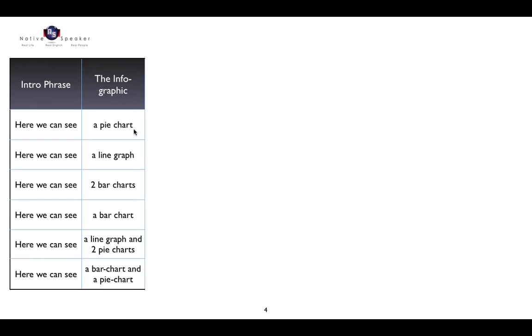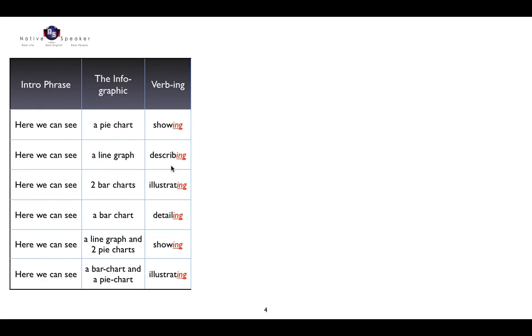Here we can see a pie chart. Here we can see a line graph. Here we can see 2 bar charts. Here we can see a bar chart. Here we can see a line graph and 2 pie charts. Here we can see a bar chart and a pie chart. So that's a way you can get started.